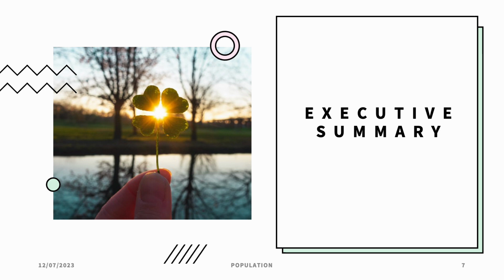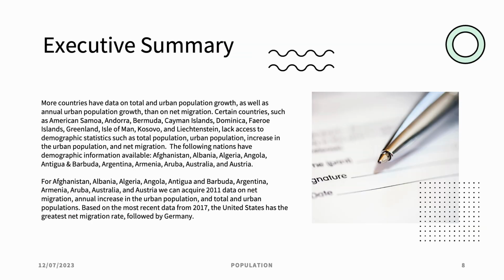Thank you, Lori. Hello everyone, my name is Arundhati and today we will be covering the executive summary in this slide. We will delve into the analysis of global population trends using the key indicators from the World Bank. When talking about data accessibility and availability, more countries had data for the total and urban population growth indicators, while for the net migration indicator, the data was really limited.